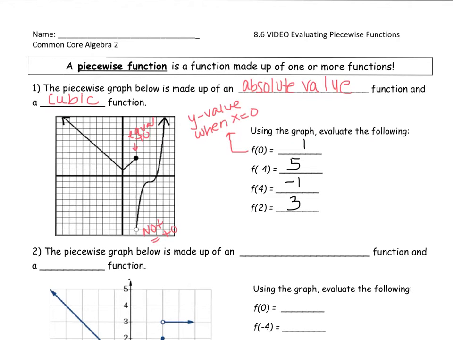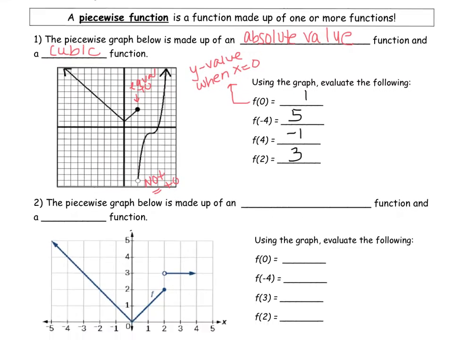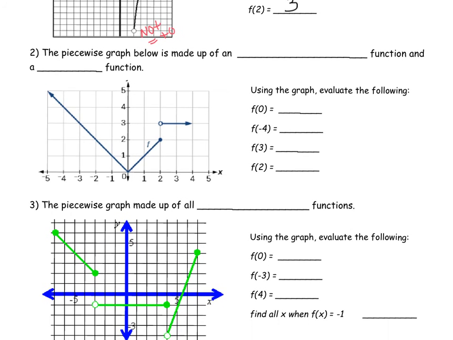Okay, let's look at the second graph. So in the second graph, we want to analyze what this piecewise function is made up of. So what do you think this is, and what do you think this is? Well, I mean, this looks like an absolute value function again, and this looks like a line. So we'll say that the piecewise graph below is made up of an absolute value function and what's this guy? We said a line. How do we say that? We would say a linear function.